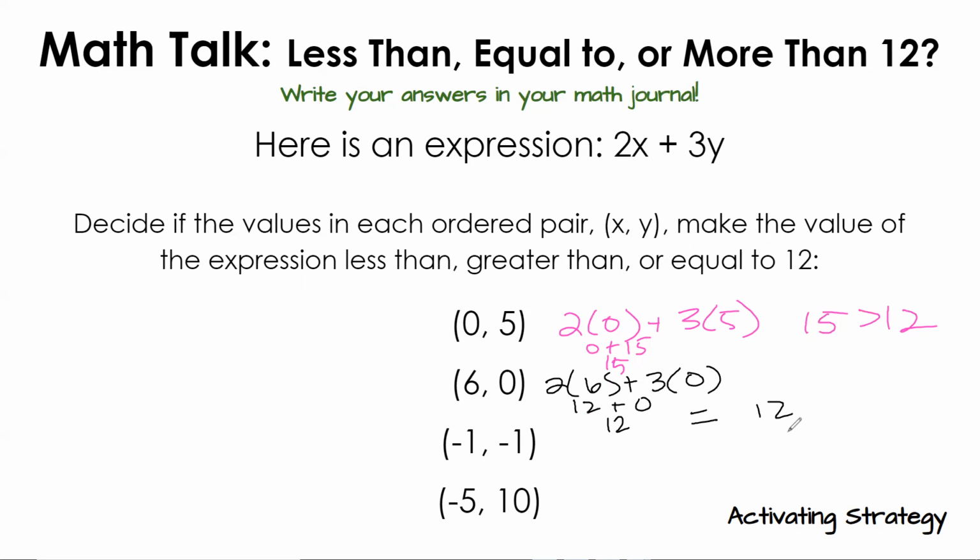Next one. -1, -1. I get 2 times -1 plus 3 times -1. When I multiply that out, I'm going to get -2 minus 3. That gives me -5. Is -5 greater than, less than, or equal to? Less than 12.